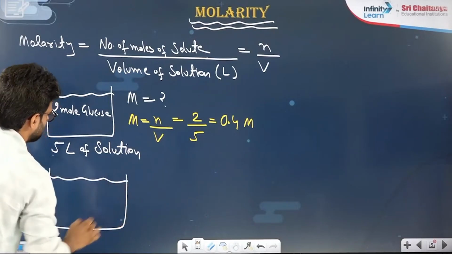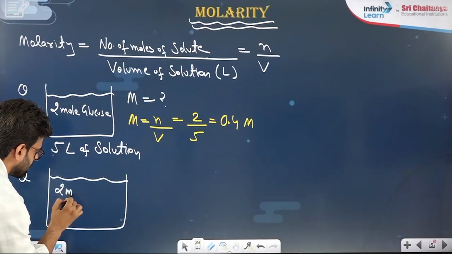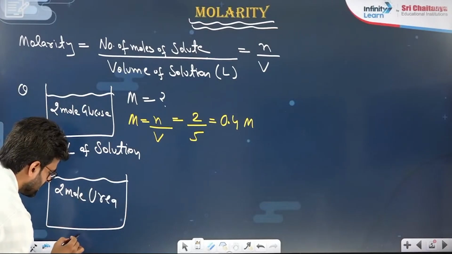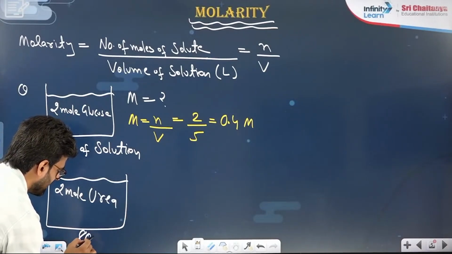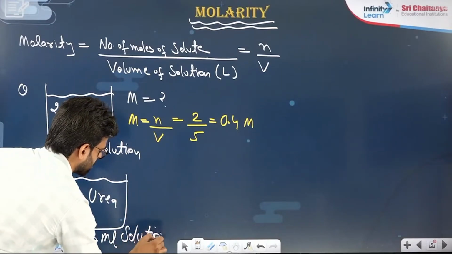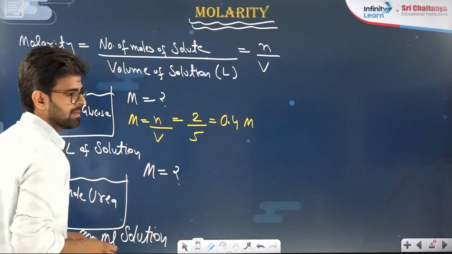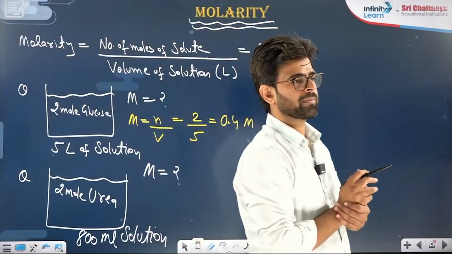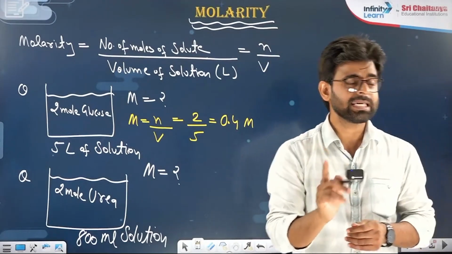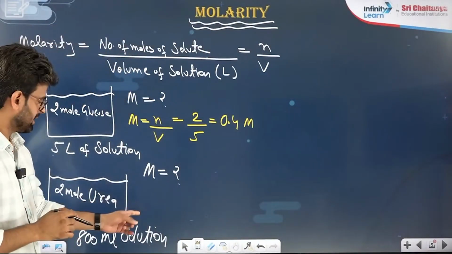We have a solution which contains, imagine, 2 moles of urea. And here I am saying the solution is 800 ml. We have 800 ml solution. The question is the same: find the molarity of the solution. Be careful, take volume in liters. Take volume in liter. Everyone, fast.